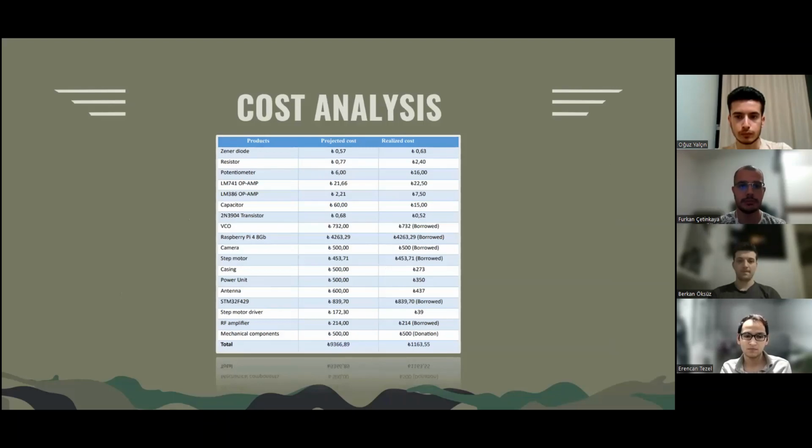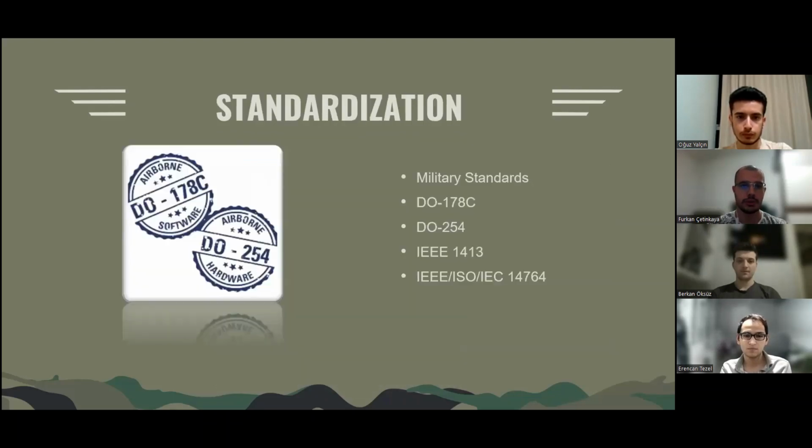Next, please. We ensured compliance with military standards like DO-178C and DO-254. These standards cover software, hardware, material selection, and power supply requirements. We also adhered to hardware and software standards shown in the slides.